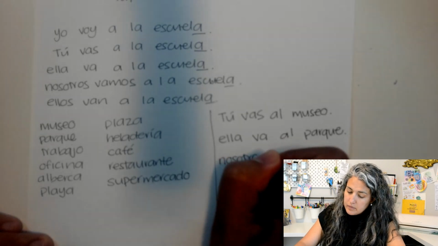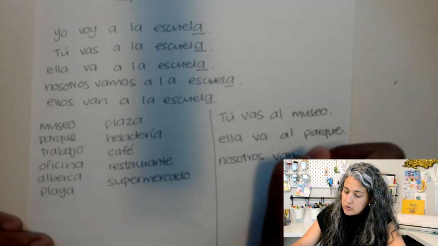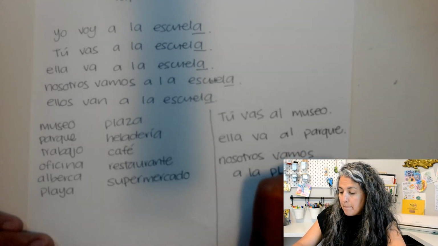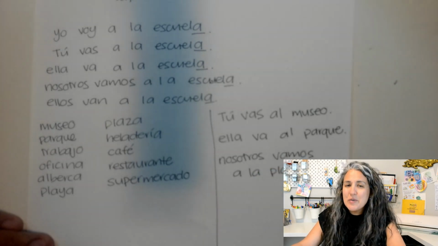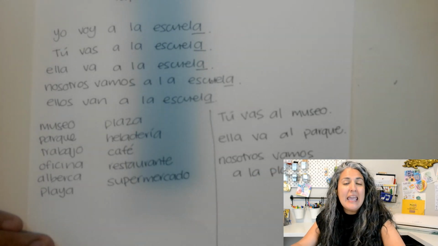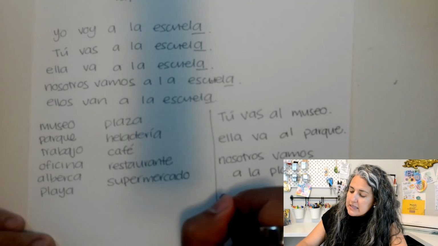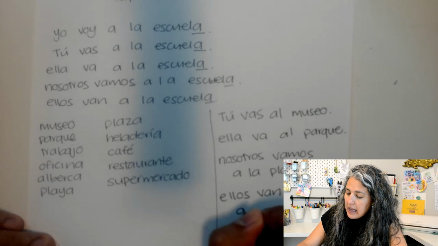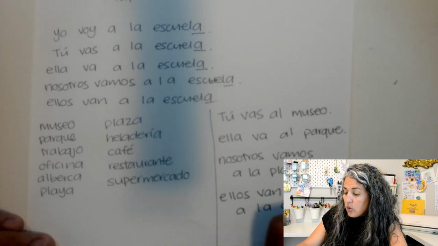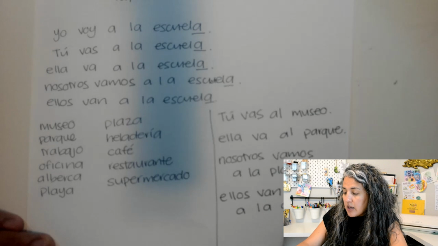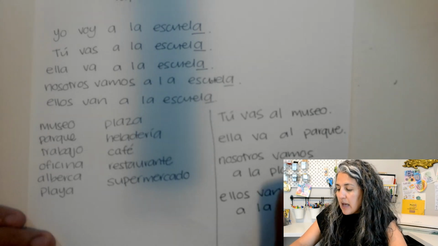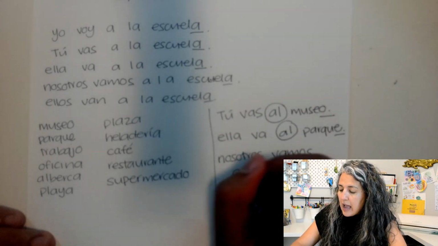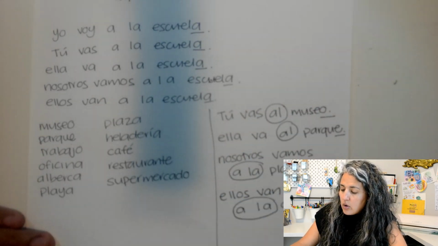Nosotros vamos a la playa. I chose a la because it's playa. It ends with an A. And ellos van a la oficina. So they go to the office. So depending on how this ends, it's what we are choosing, either a la or al.